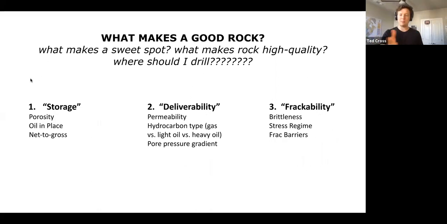And so what are some examples of data types that would meet these three categories of what makes a good rock? For storage, you have porosity, you have oil in place, or hydrocarbon pore volume, or oil saturation, and then you have net to gross style measurements, which are essentially, out of that rock column, how much of that is reservoir and how much of it is non-reservoir.